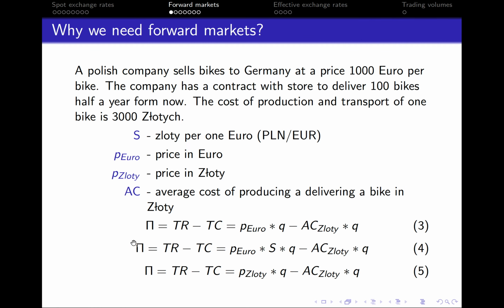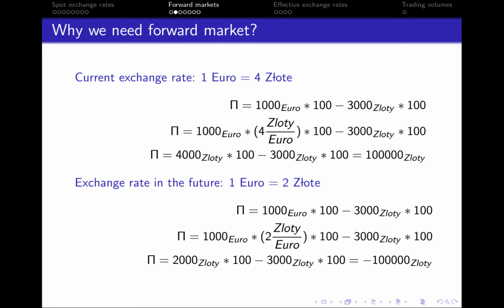So what we need to do is to use the exchange rate to change euros into zloty. And because of that operation, we're going to have total revenue expressed solely in terms of Polish zloty. And this is the revenue that is important for the company that is located in Poland. Okay, so let's see what can now happen within this half a year.